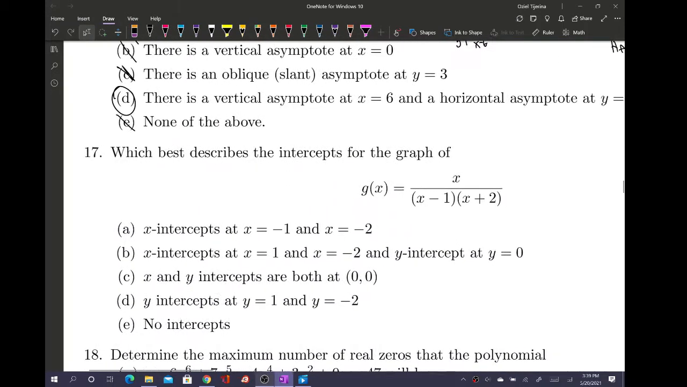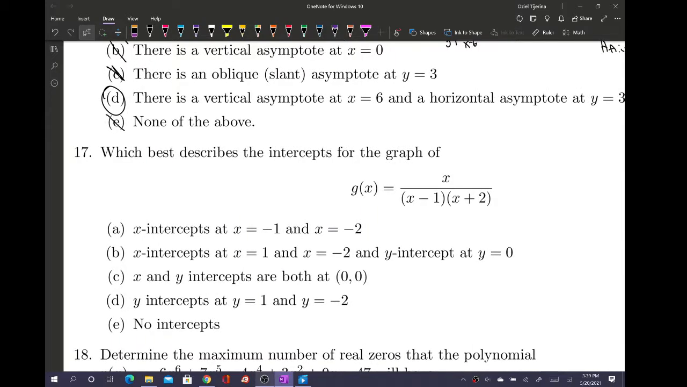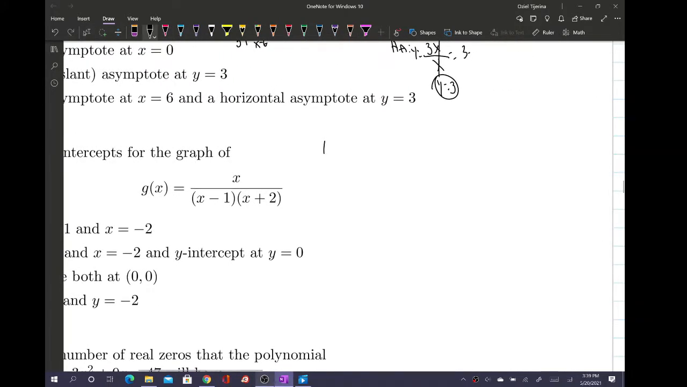All right. So number 17, which best describes the intercepts for the graph of g of x equals x over the quantity x minus 1 times x plus 2. So to find the y-intercept of this graph, you want to set x equal to 0. So you're going to say g of 0 equals 0 over 0 minus 1 times 0 plus 2. That equals 0 over negative 1 times 2, which is 0 over negative 2, which is just 0.